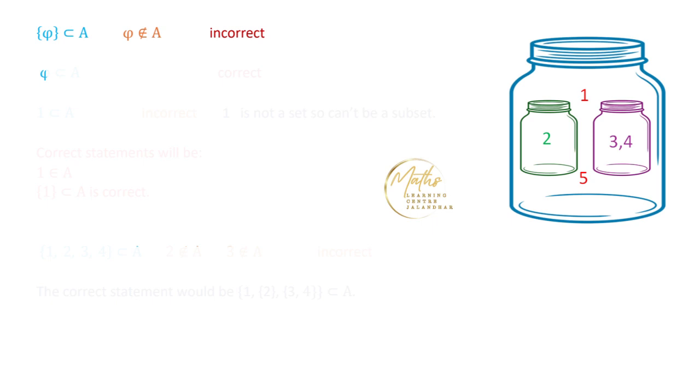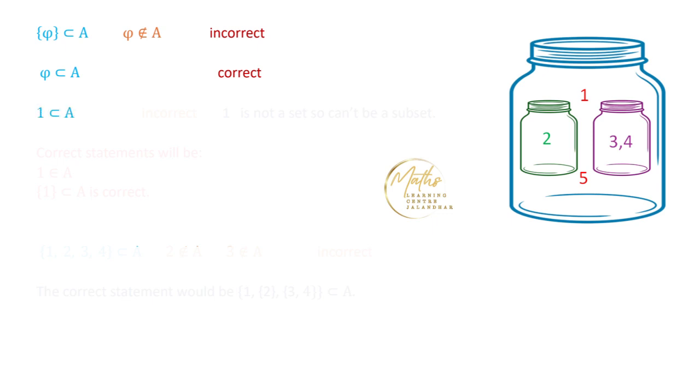Next is, phi is a subset of A. So when we are writing phi is a subset of A, again we are giving the same reason: this empty set does not have any element which is not contained in A. It means that phi is a subset of A. So we are saying that this statement is correct.